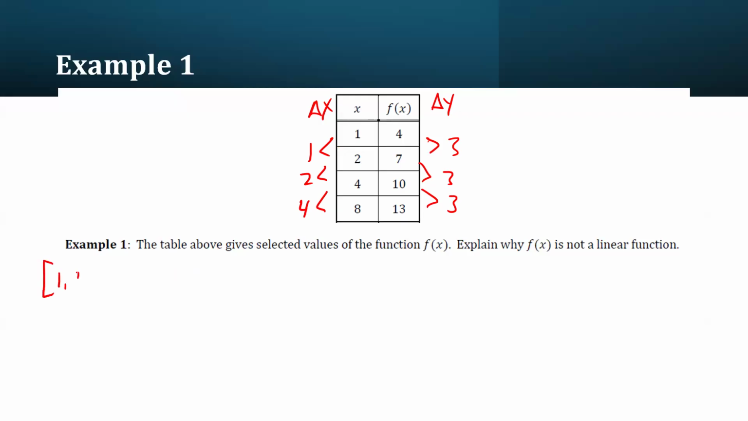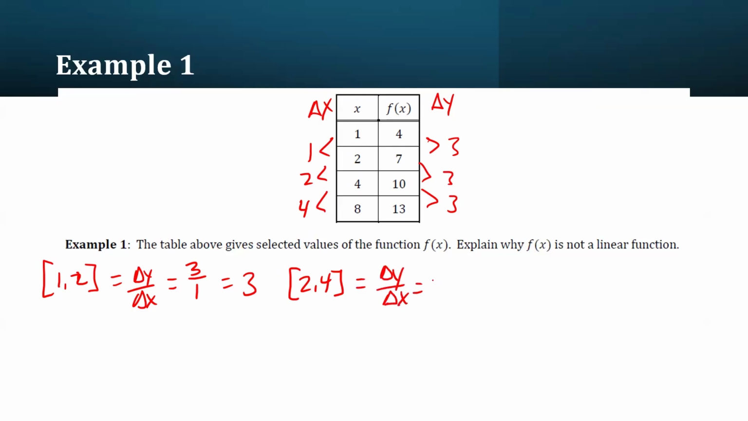So from 1 to 2, my change in y over change in x equals what? 3/1, which makes it 3. Yes? All right. Now we're going to do the next one, which is going to be 2/4. So 2/4, the change in y over the change in x equals 3/2. And then we're going to do 4/8.